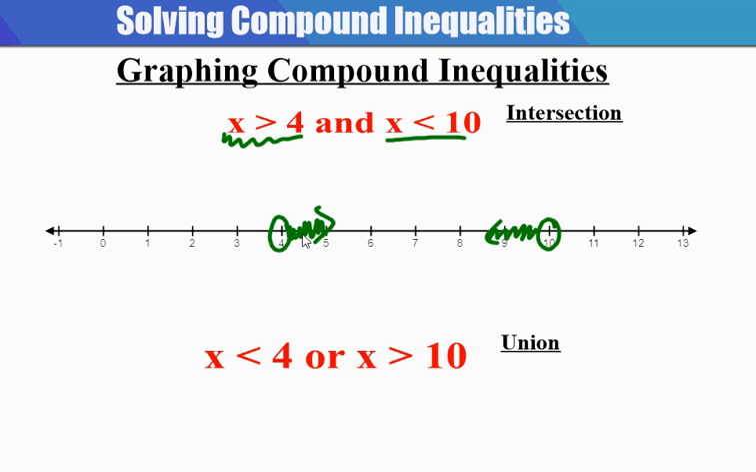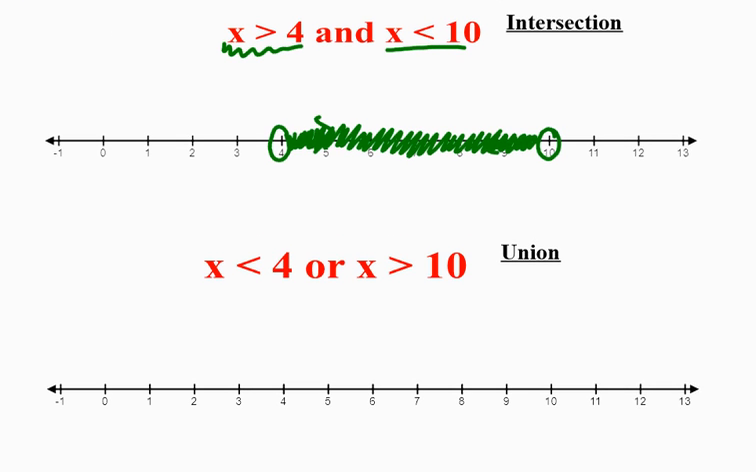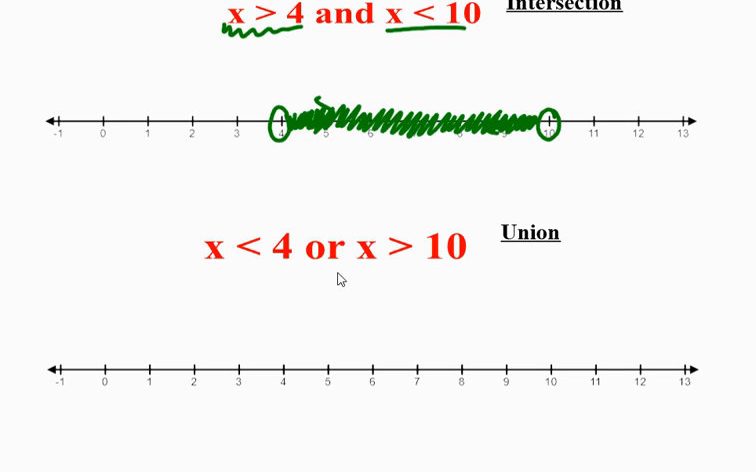And where would these overlap? They would overlap in the middle. So all of these numbers right in between are all of the numbers that are bigger than 4 and less than 10. So we call this an intersection because it would be where these items overlap. It's where they cross. The other type of compound inequality is called an or, or a union.